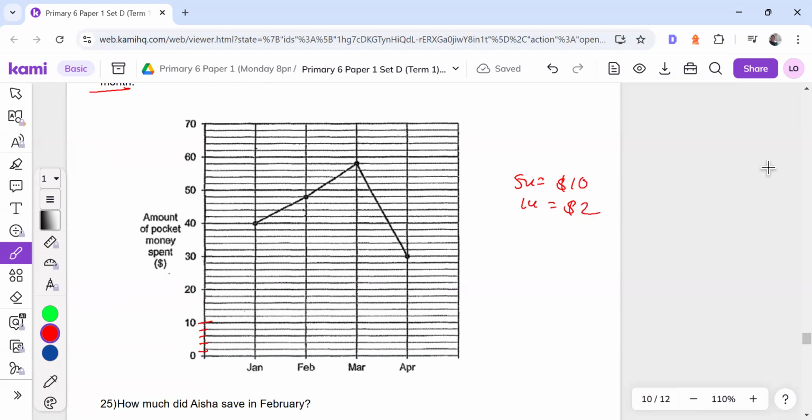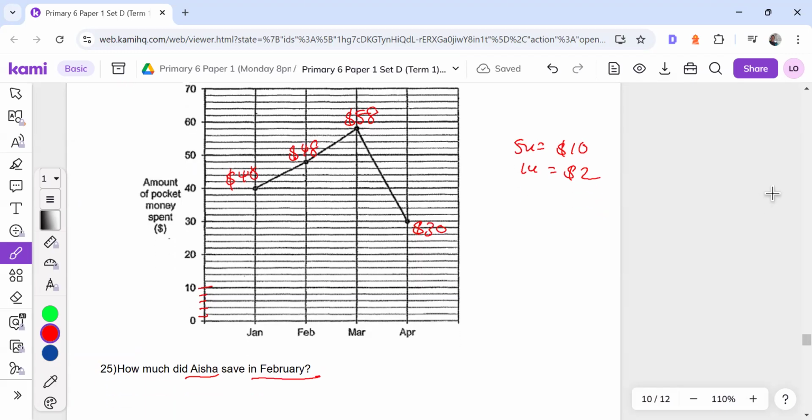Okay? So how much did she save in February? All right, so before you answer the question, you need to put the numbers on the line graph. So $40, and this is 48. Use a ruler to help you to see where the line is touching. This is $58, and this is $30. Okay, check. Are your numbers correct? That's the first step. Put the numbers on the line graph. And then somebody is going to tell Mr. Ong, February is $48. Who is that? Who put $48 for this? Okay, don't have to raise hand.